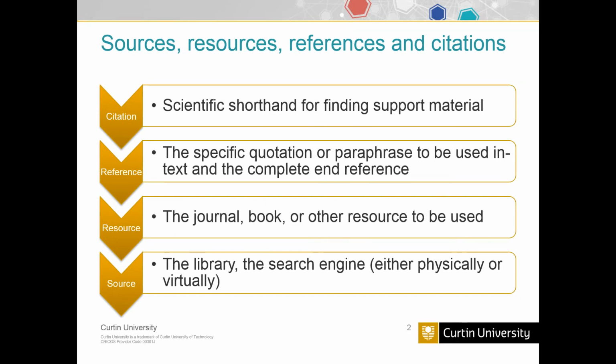Let's start with the word citation. Citation is the word that we use to refer to evidence that we use to support our ideas. For example, your tutor might say, "Where are your citations to support this claim?" When we use the word reference in this unit, we are actually referring to the complete idea and end reference. The word resource refers to books, journals, and websites. These resources can be categorized into 2 types, and we'll discuss these later in this presentation. Finally, when we say source, we actually mean the place where the resource is housed.